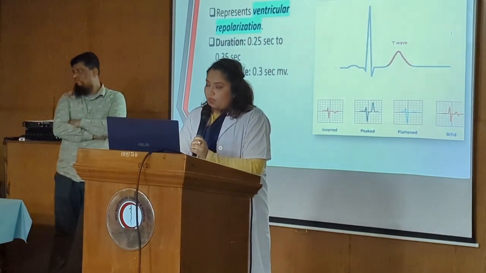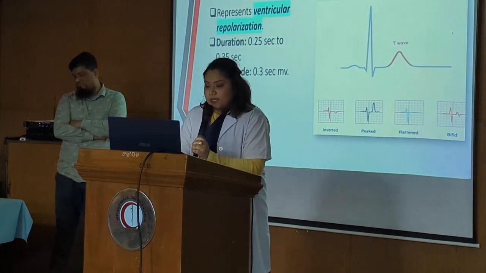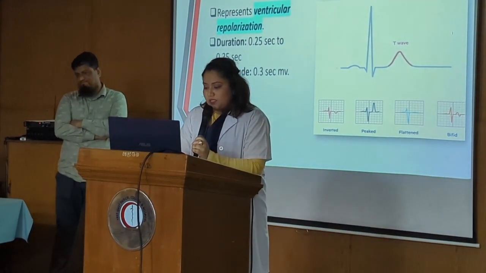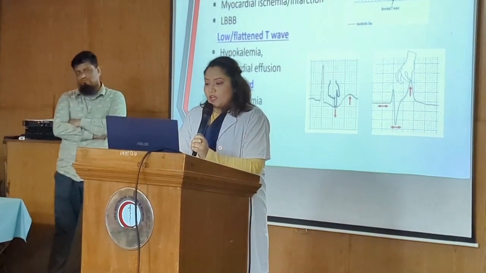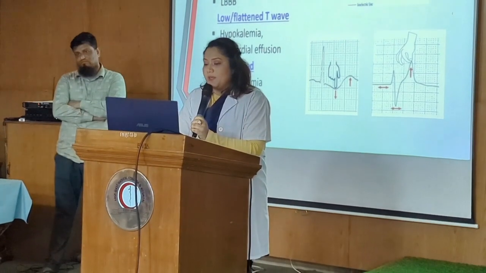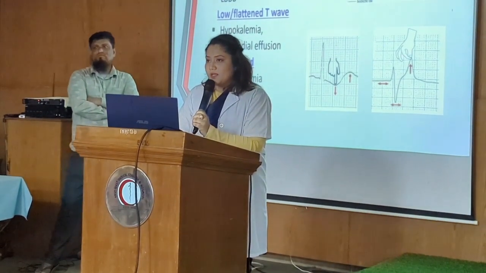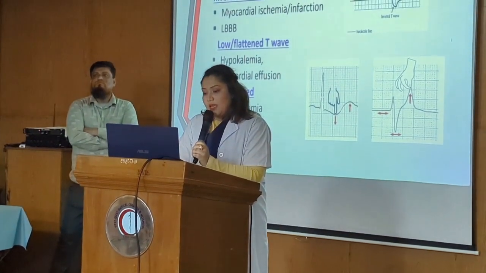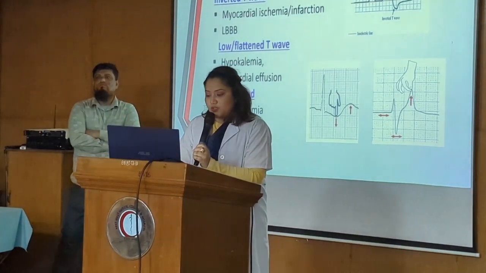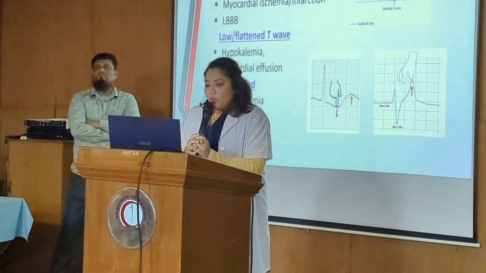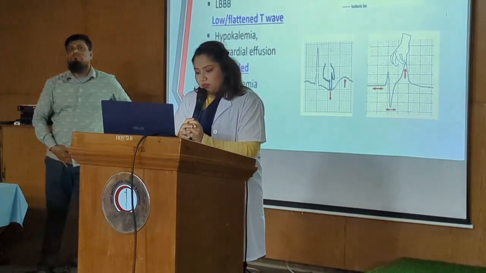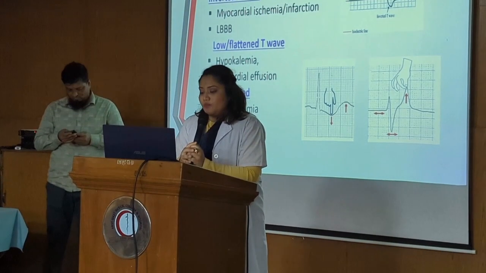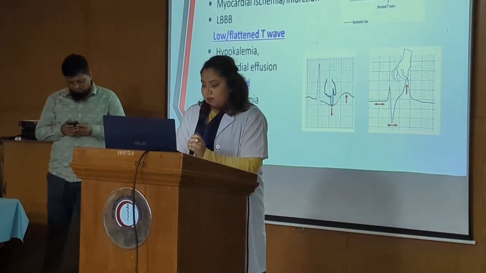Now comes the third wave, T wave. It represents ventricular repolarization, and the abnormalities of T wave. T wave will be inverted in case of myocardial ischemia or infarction and in case of left bundle branch block. T wave will be low or flattened in hypokalemia and pericardial effusion. Tall tented T wave will be seen in hyperkalemia.